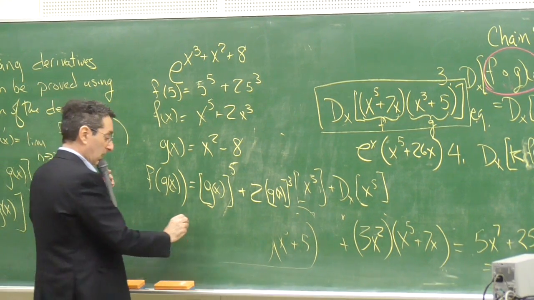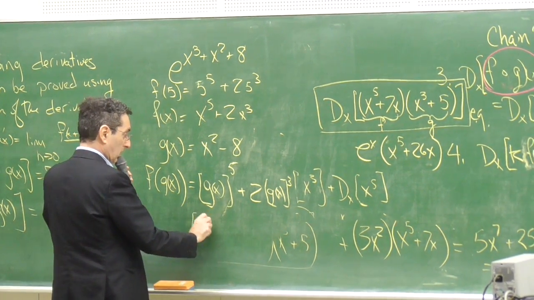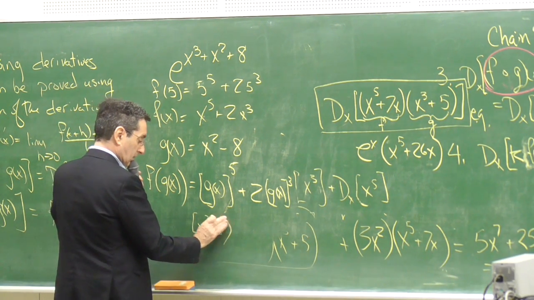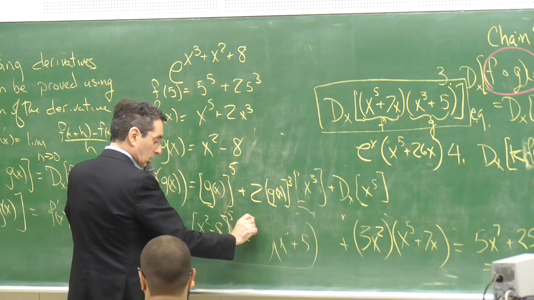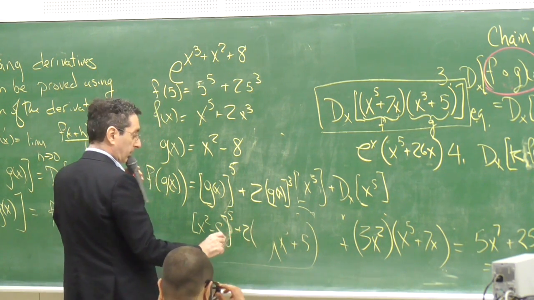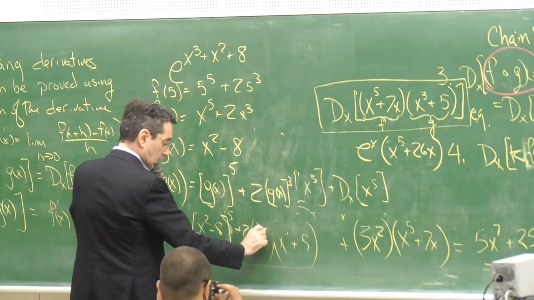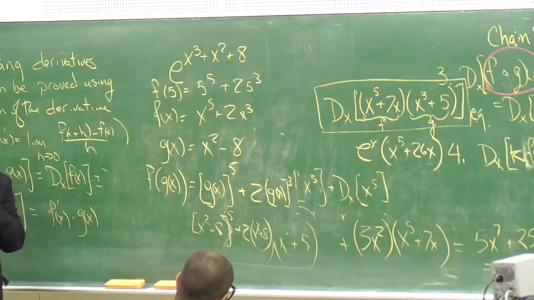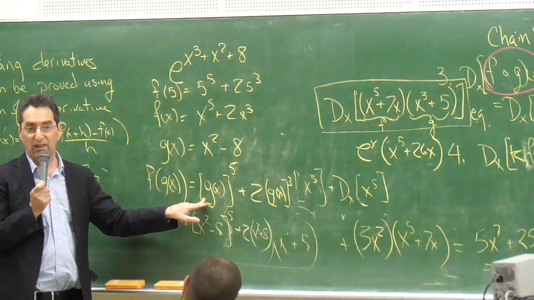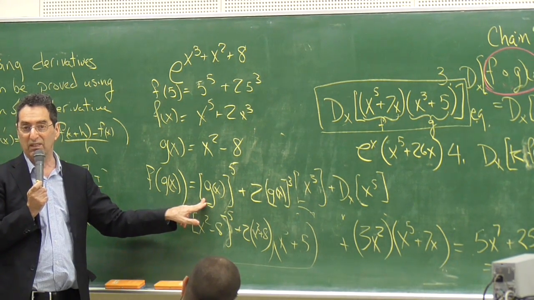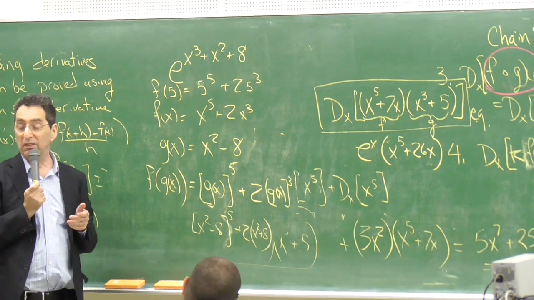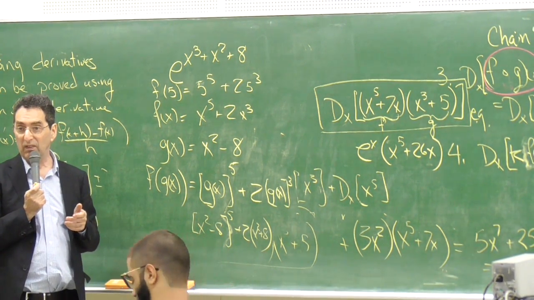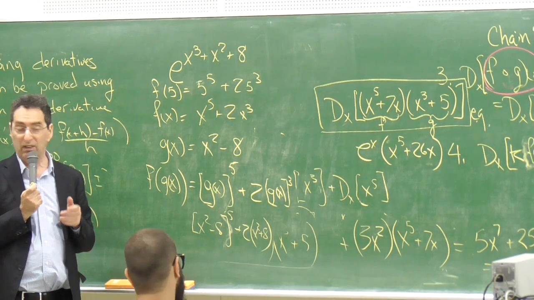But we could write it like what? x squared minus 8 to the 5th plus 2 times what? x squared minus 8. Right? Like that. Okay? But all I care about is this. Everyone agree with this? Okay. So do we understand function composition? Okay? Let's do one more.